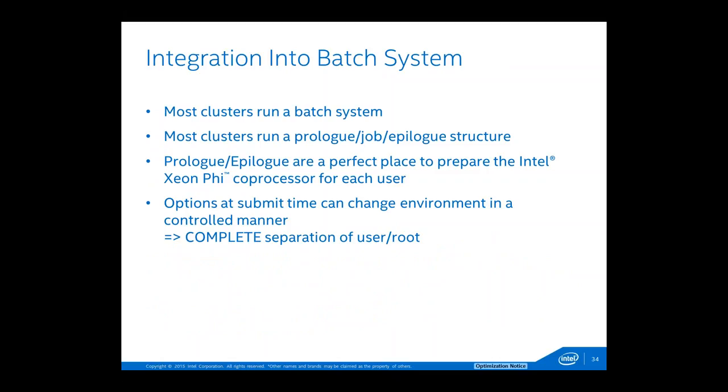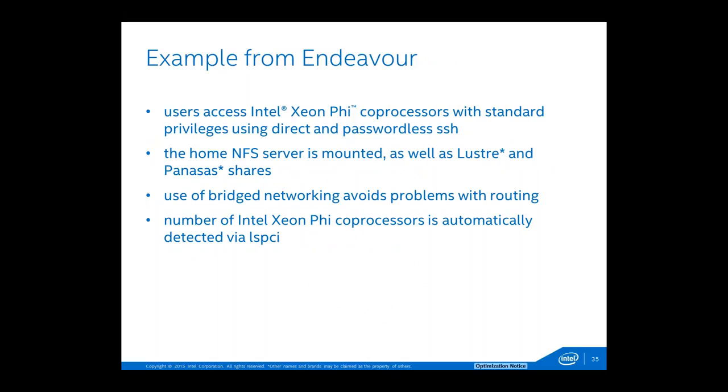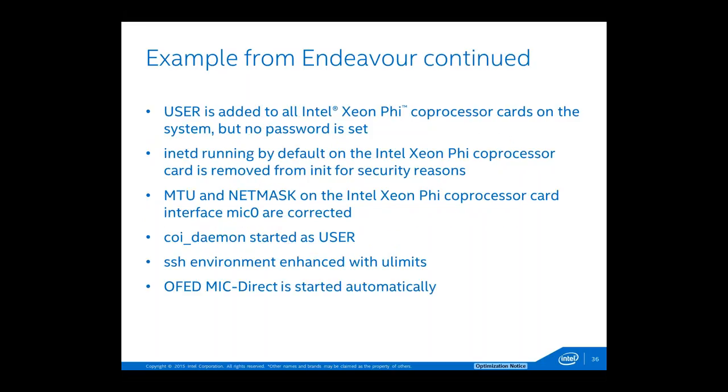With that being said, let me give you an example of what we are doing on Endeavor in our prologue. The first thing is we set up, as I outlined, the Xeon Phi coprocessor. We ensure that the user that is running the job can do a passwordless SSH to the Xeon Phi coprocessor. We mount all our file systems. We also do a number of security checks to ensure that our cluster, which has a very high security standard, does not get into any problem because of the Xeon Phi coprocessor.